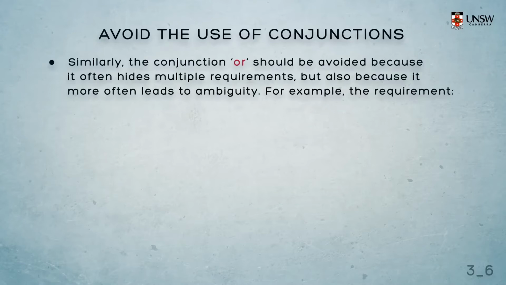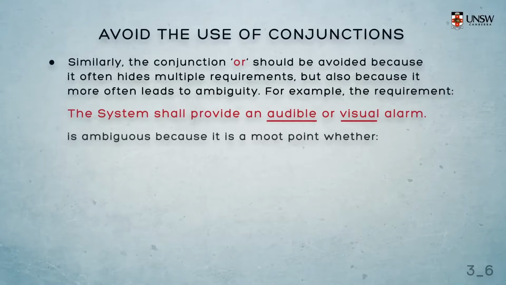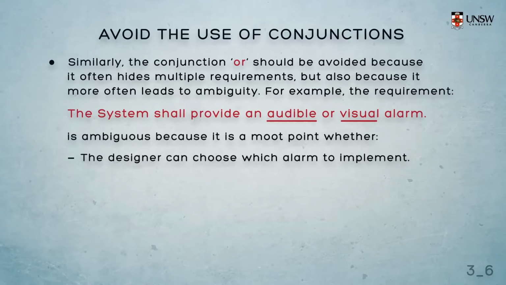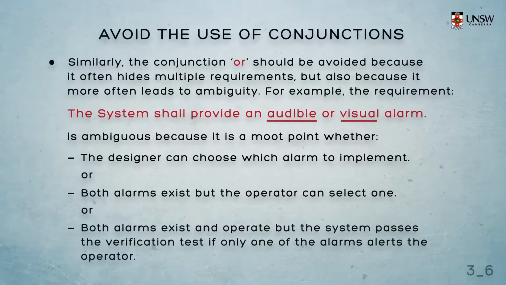Similarly, the conjunction "or" should be avoided because it often hides multiple requirements, but also because it often leads to ambiguity. For example, the requirement, "The system shall provide an audible or visible alarm," is ambiguous because it's a moot point whether the designer can choose which alarm to implement, or whether both alarms should exist but the operator can select one, or whether both exist and operate, but the system passes its verification test if only one of the alarms alerts the operator.